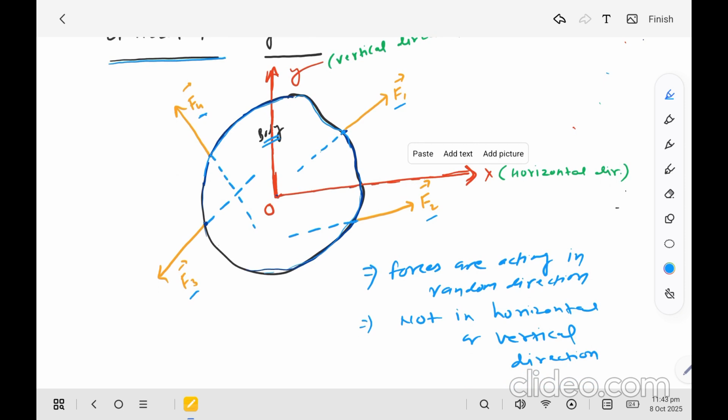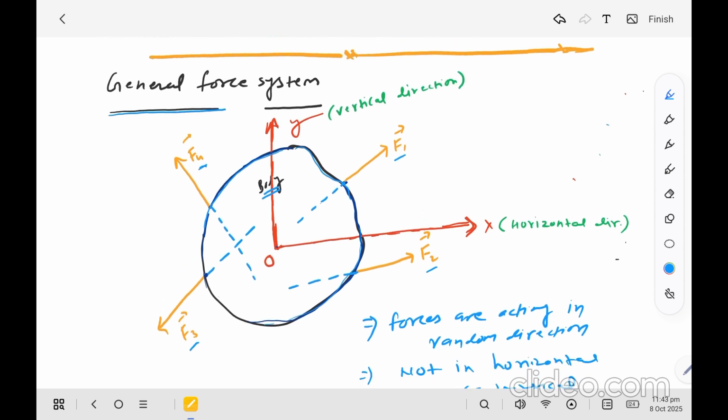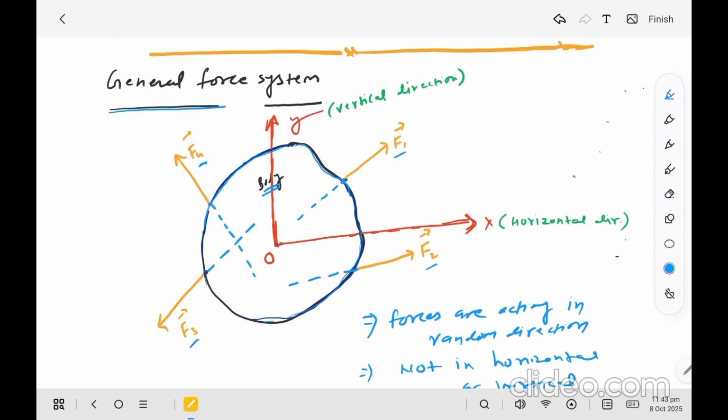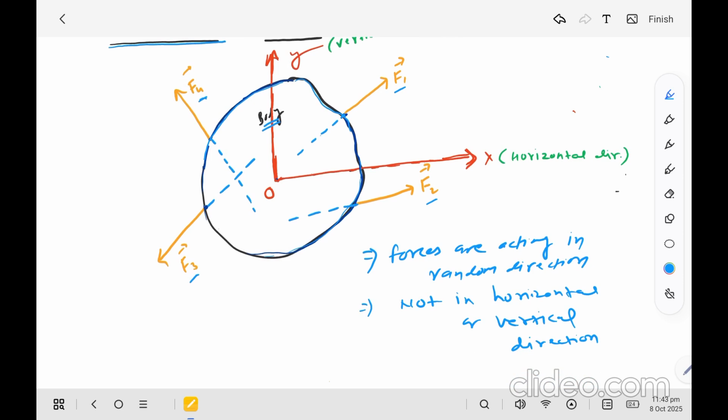So now in general force system we have a group of forces. Many forces are acting on the body in different directions, and if you want to convert many forces, the group of the forces, to a single force system, then we can use the Varignon theorem. So Varignon theorem can be used to find the resultant of all these forces acting on this body as well as position of resultant from a given point on the body.